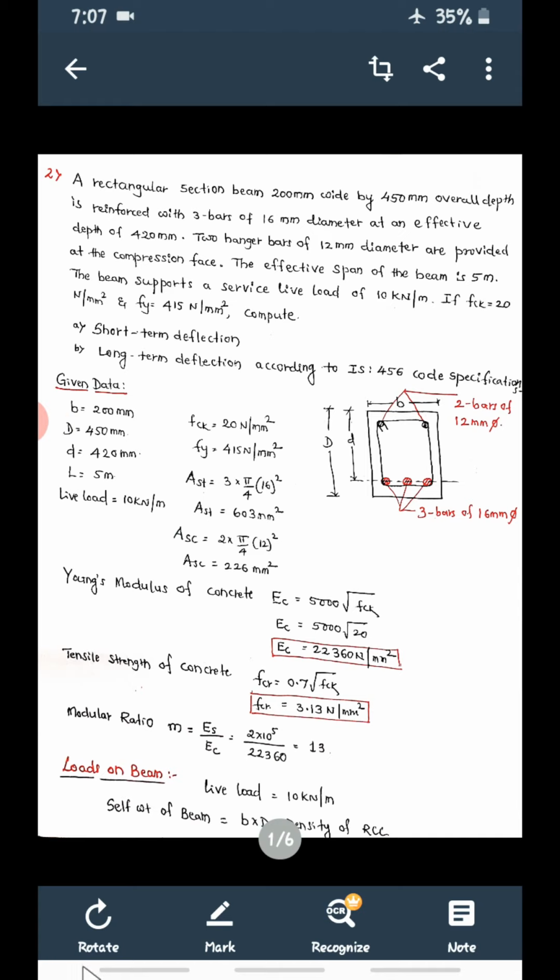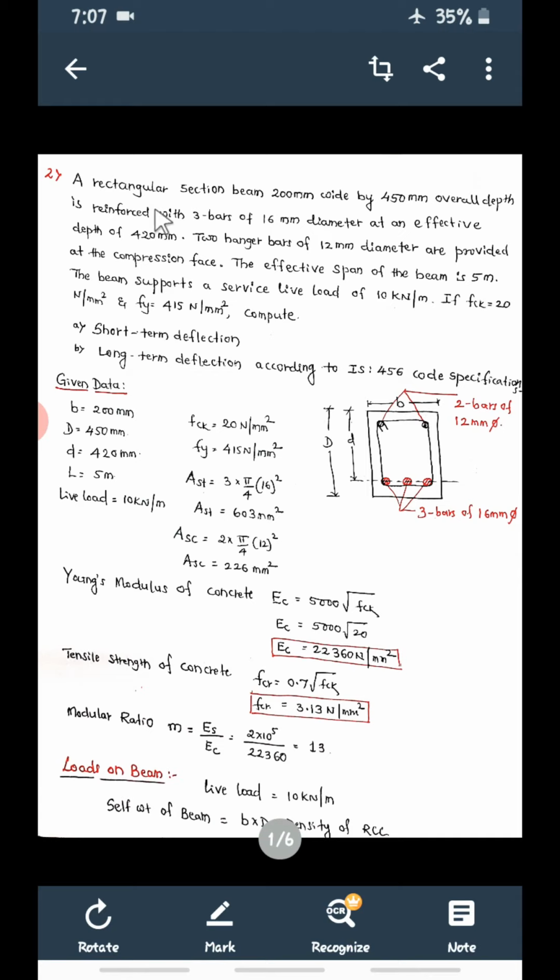Yesterday we solved one problem, and in that we saw how to calculate the long-term deflection. So now we'll take one more problem. Again, we're going to calculate short-term deflection and long-term deflection.